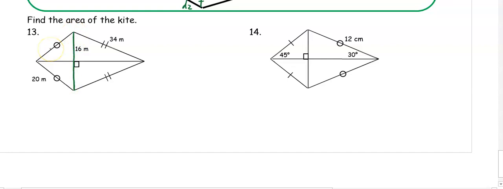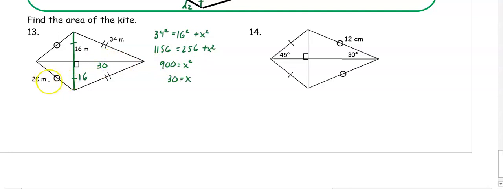it's between the two different sizes, is bisected, so it's going to be 16 and 16. To get the other parts of our diagonal, we need to do Pythagorean theorem. So we're going to do Pythagorean theorem once with the 34 and the 16. So 34 squared equals 16 squared plus x squared. 34 squared is 1,156 equals 256 plus x squared. So we get x squared equals 900, which means that x is 30.